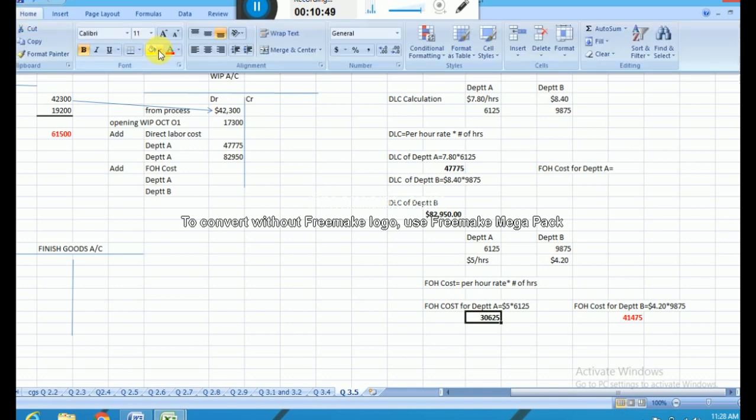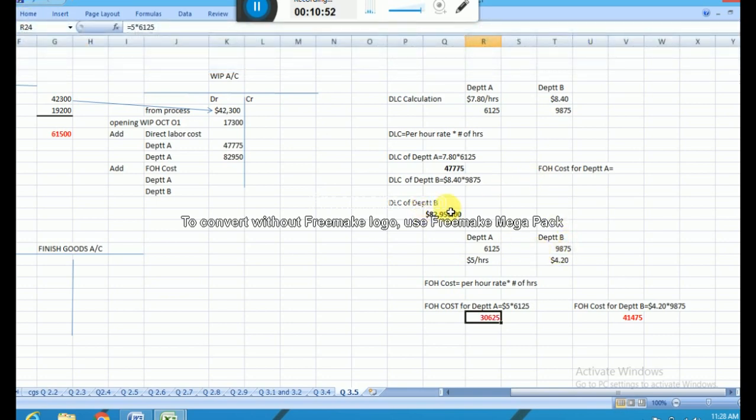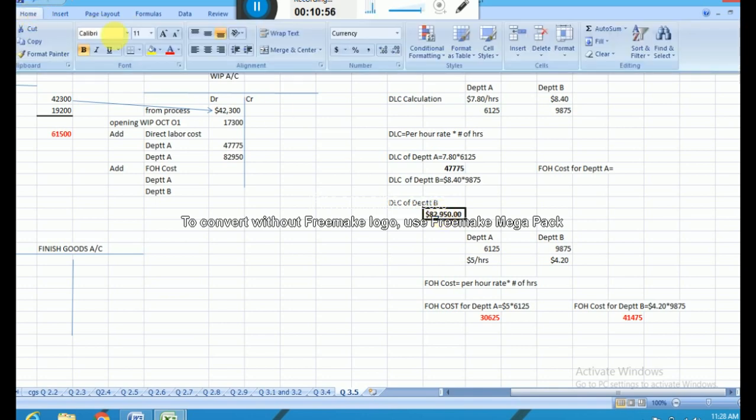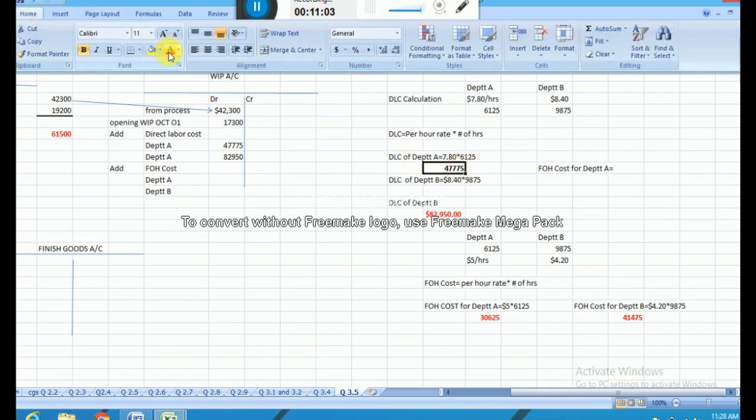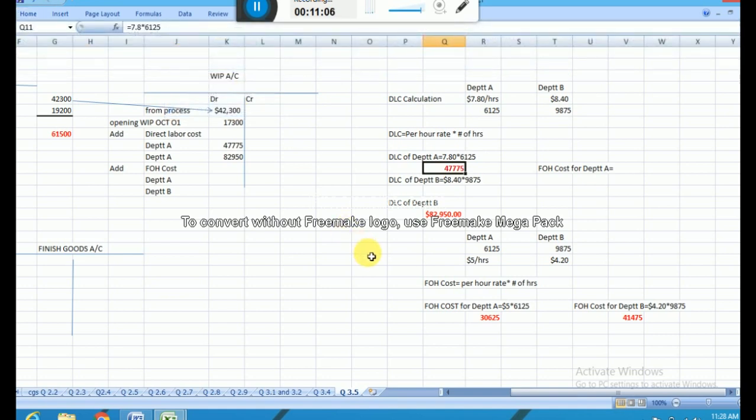This is the factory overhead cost of department A, and this is the direct labor cost of department B, and this 47,775 is the direct labor cost of department A. Now the department A factory overhead cost is 30,625, and the department B factory overhead cost is 41,475.